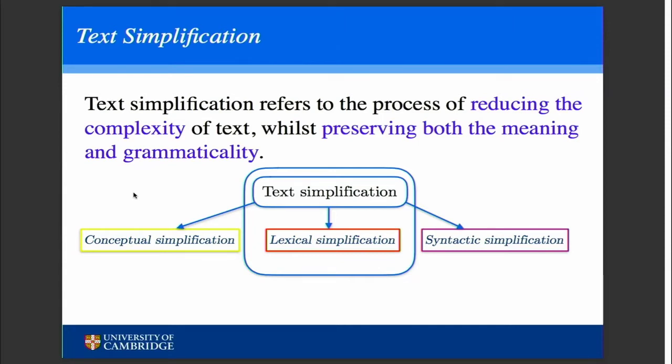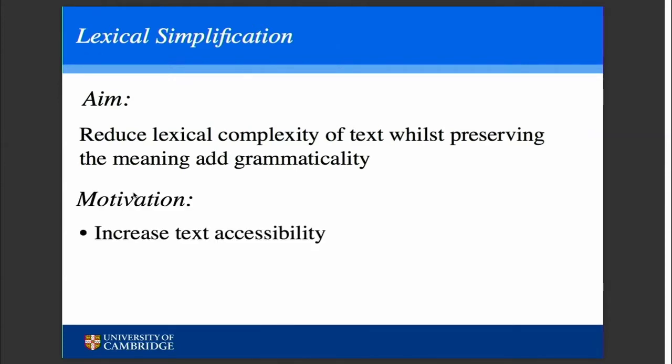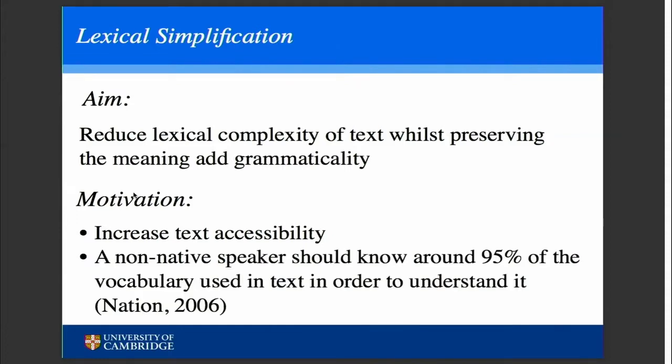And so the definition of what lexical simplification is, it's where you aim to reduce the lexical complexity or the word complexity of text whilst preserving the meaning of the text and the grammaticality. And there's many reasons why you might want to do this. One of the main reasons is that if you can automatically simplify the word content in text, then you can increase text accessibility for a wide range of different audiences. And we know, for instance, that a non-native speaker of English should know around 95% of the words within a piece of text to actually understand that text.